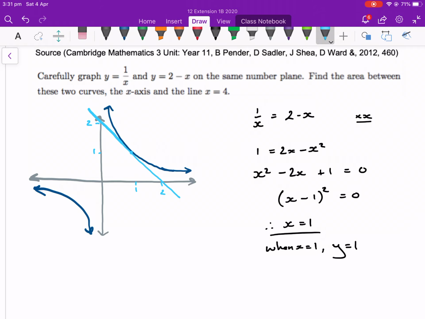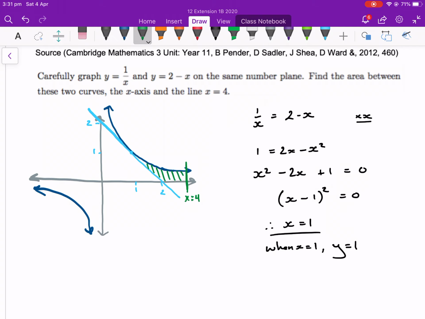And now we're asked to find the area between these two curves, the x-axis and the line x equals 4. So let's just mark on x equals 4. You'll notice my scale is going to go here, because x equals 4 is actually somewhere over here. But just to illustrate the point, we'll put it in there. So there's the line x equals 4. And to find the area between these two curves, the x-axis and the line x equals 4, well, that area is actually this region here.